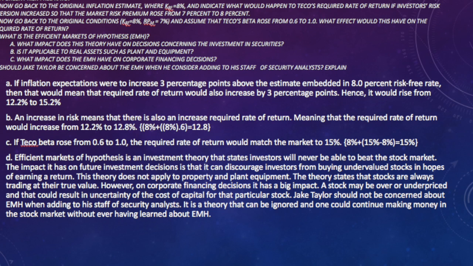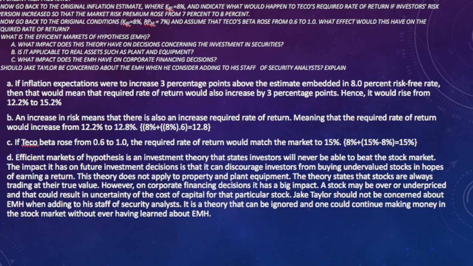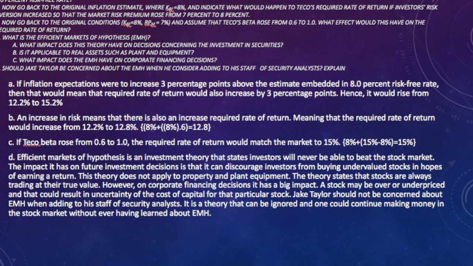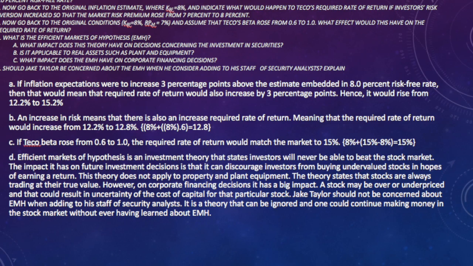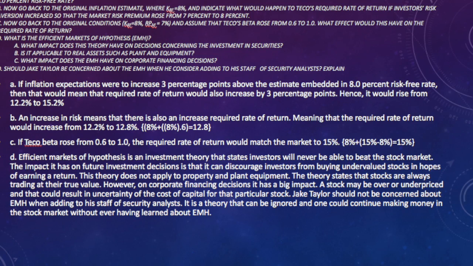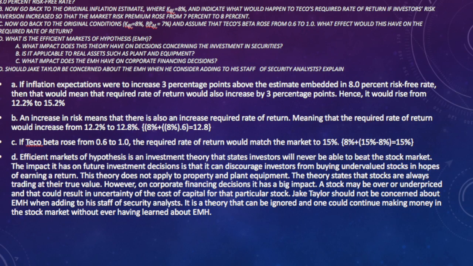Question 9. What would happen to TICO's required rate of return if inflation expectations increased by 3% above the estimate embedded in the 8% risk-free rate? So in this case, if inflation expectations were to increase 3% above the estimate embedded in 8%, then that would mean that the required rate of return would also increase by 3%. So this would cause it to go from 12.2% to 15.2%.